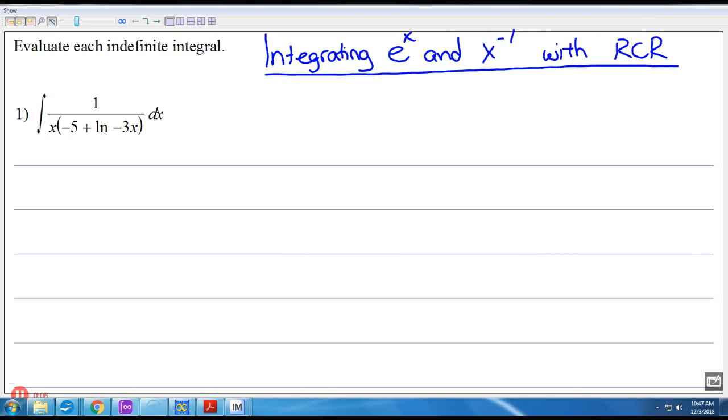So last time we did the reverse chain rule with all the trig. We kind of mixed in a couple of e's. I just gave you a few examples with them, but now we're going to do e's and x to the -1. The e's are the easier one. X to the -1 can throw you off a little bit.